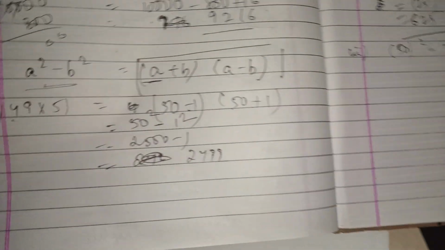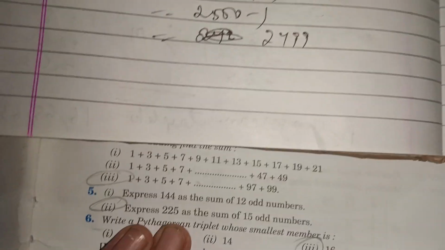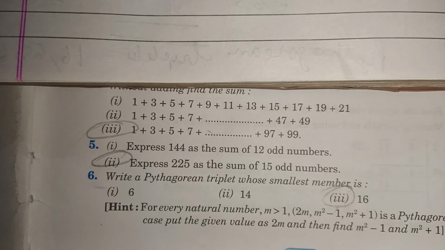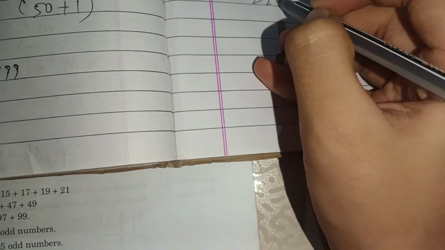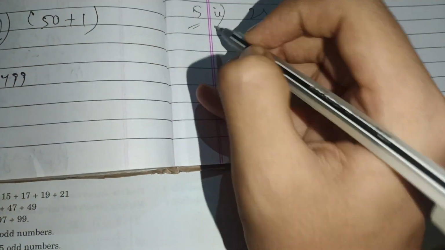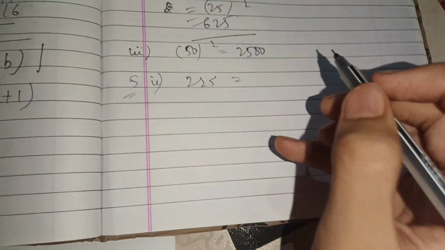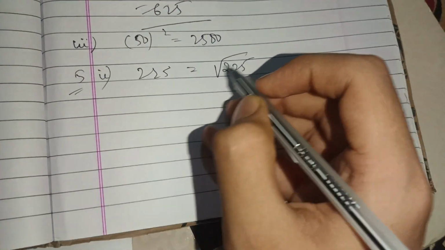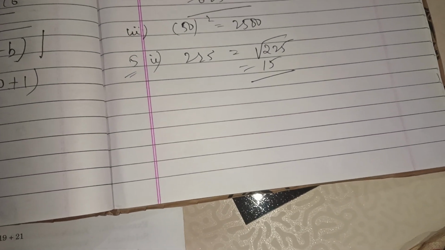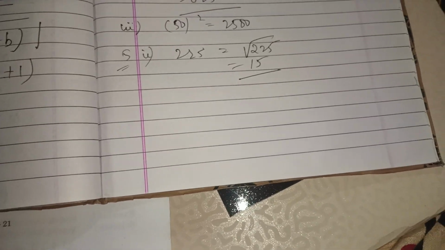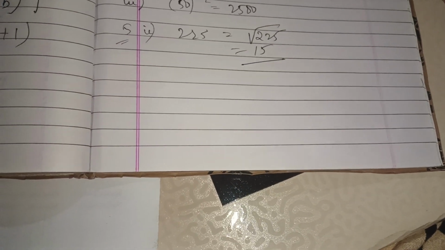Sometimes it may ask in the question to express 225 as the sum of odd numbers. Now you won't be going to count, so you do one thing. Suppose 225 is the number. To find how many odd numbers you have to use, you can directly use the square root. That is 15. So there will be 15 odd numbers. Then you can write 15 odd numbers according to your wish.